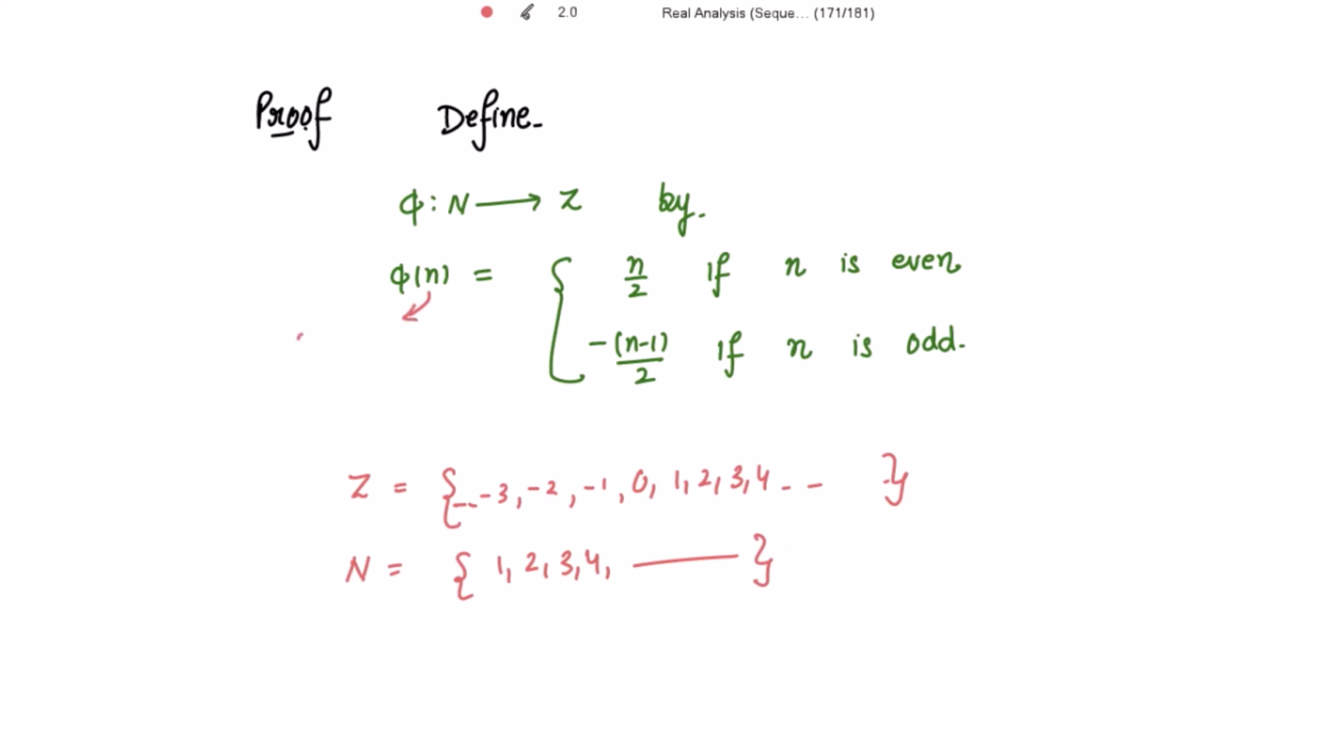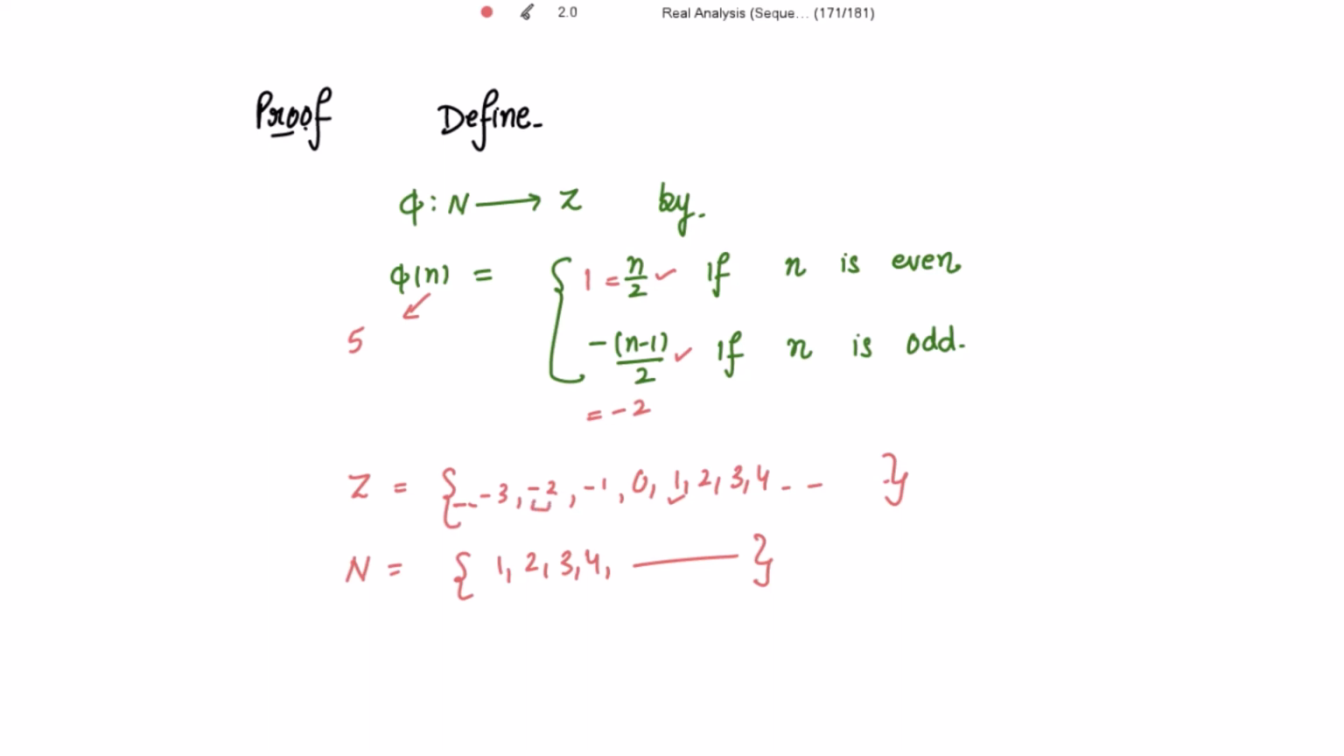Now if I consider n equal to 2, what am I getting? For n equal to 2, that is when n is an even natural number, we have to put the value over here. So I am getting, for n equal to 2, 1. And 1 is a positive integer. Right? Let's take n to be 5. So 5 is an odd natural number. So we put it over here, and we are getting negative 2. So we are getting a negative integer.